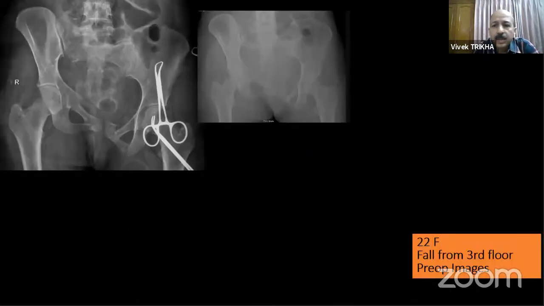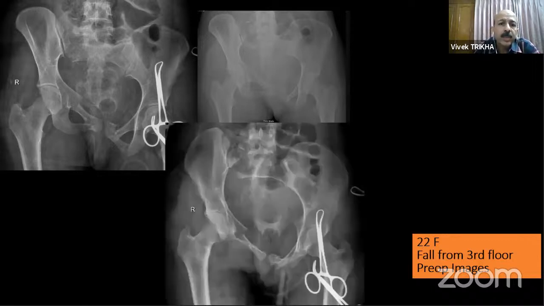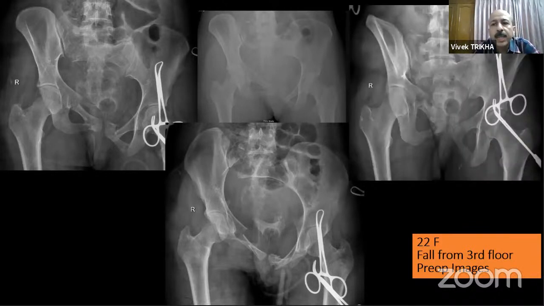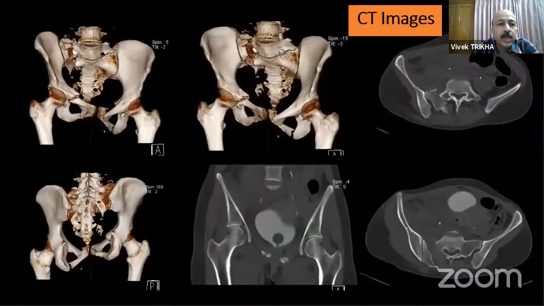This is another case, a 22-year-old lady who fell from the third floor of a metro station, and you can see the amount of displacement of the ilium on the inlets, as well as how the sacrum has been displaced both posteriorly and superiorly. She was resuscitated first. You can see the pelvic bandaging with towel clips initially. Then the sacrum and the CTs were done. We could see that it's a comminuted sacral fracture.